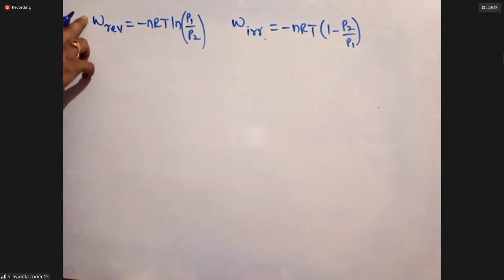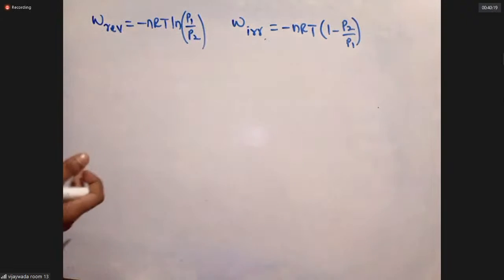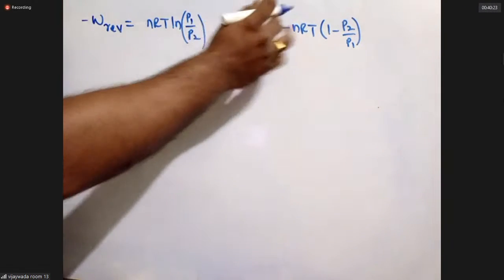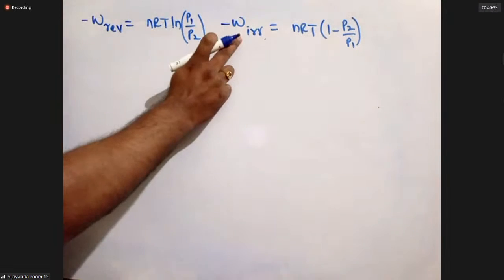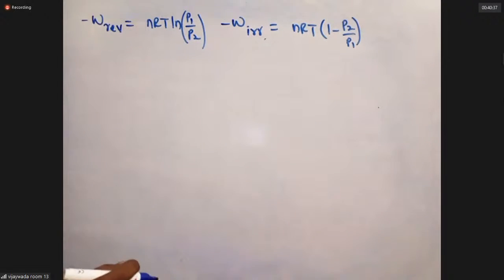Plus W means work done on the system. For our simplification, I am writing here minus W, minus W. Then here positive. Minus W means work done by the system in the reversible isothermal process, and work done by the system in the irreversible isothermal process. Which one is greater? Okay, right.